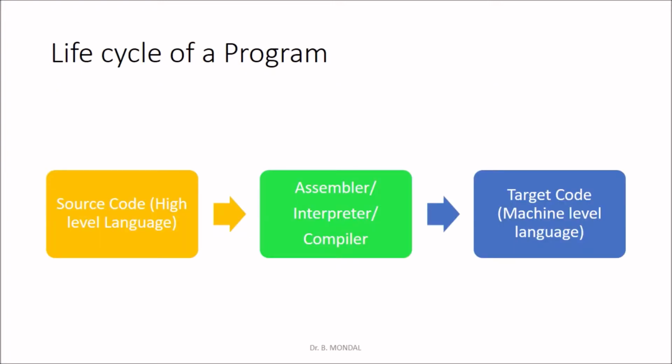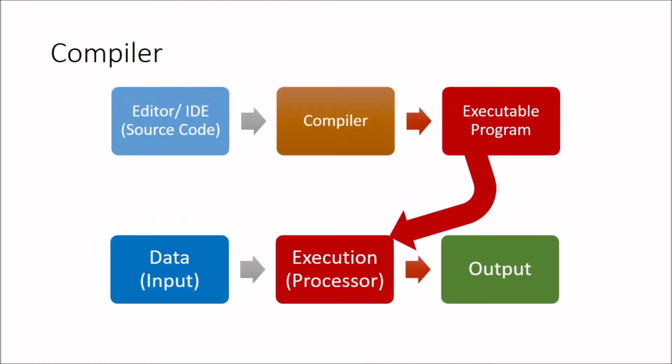Life cycle of a program. For a program, first of all, you need to write the source code in some high level language, and that source code, for executing it, must be converted to machine level language, which we call the target code here. And for converting that, we may use some assembler, some interpreter, or some compiler.